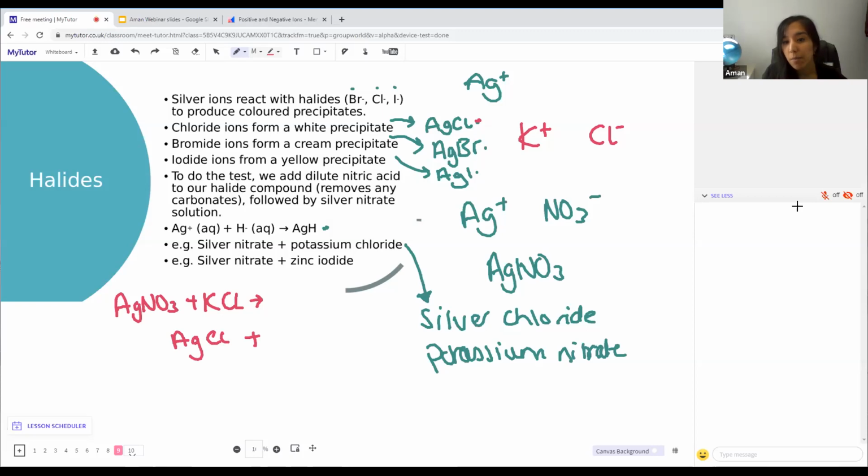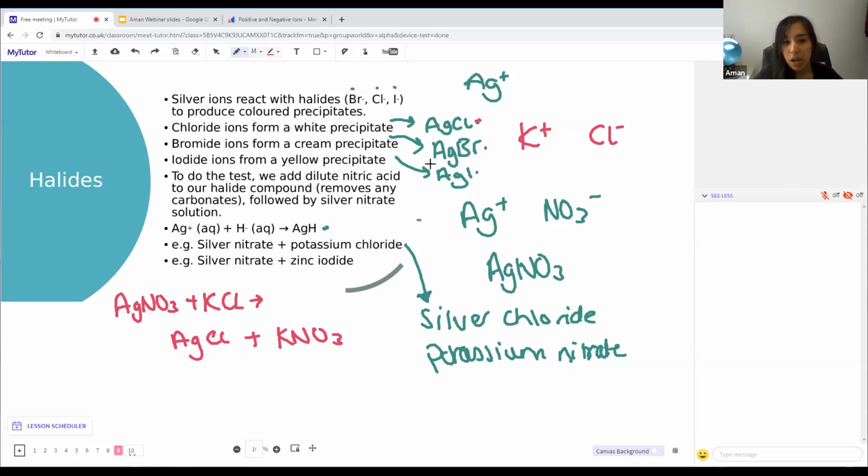and our potassium nitrate. Again, potassium forms a positive charge, nitrate a negative charge, so they'll bind together to form KNO3. And then if we have a look at the balancing of that, we've got one silver, one nitrate, one potassium, one chlorine, one chlorine. So that's all balanced. You don't need to balance that. Everything is balanced there. Any questions on that at all? So that's the equation, the silver nitrate and potassium chloride.